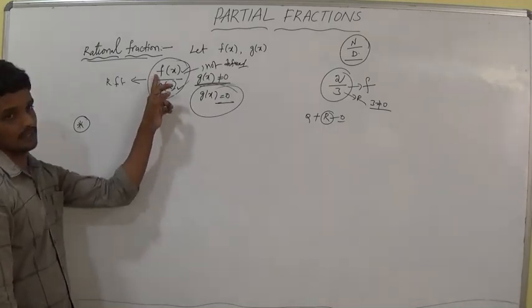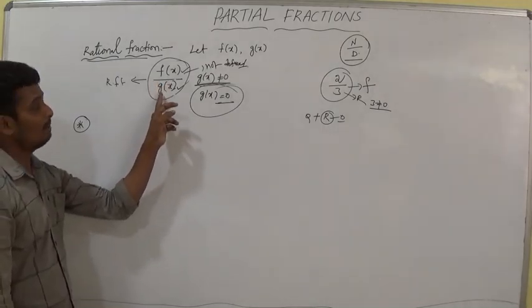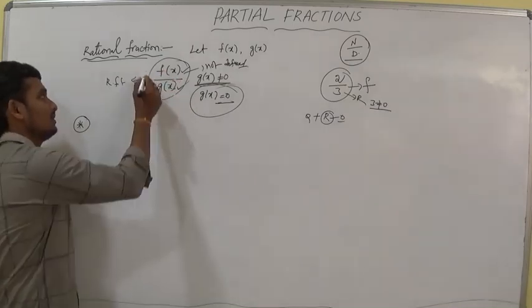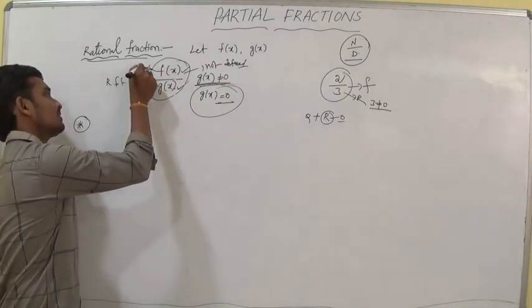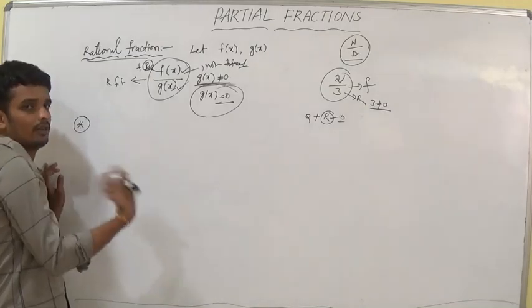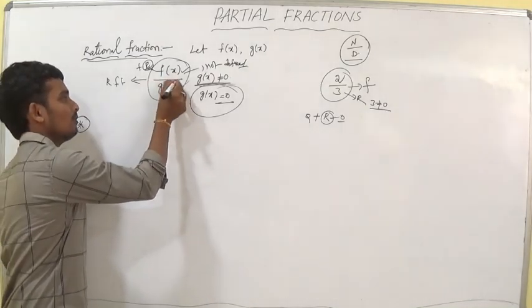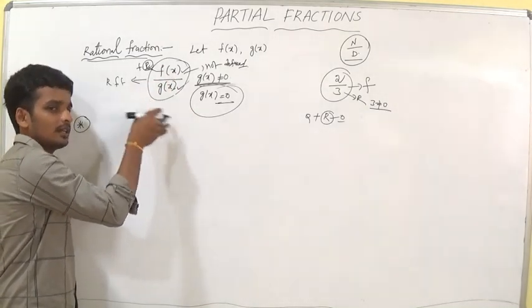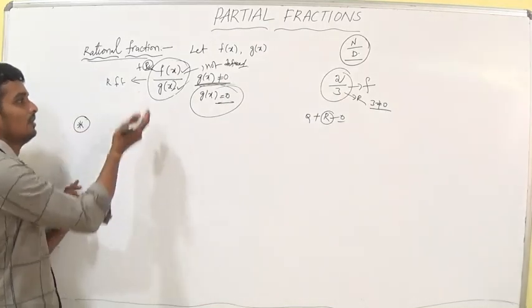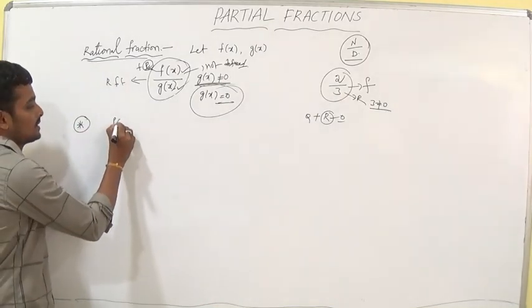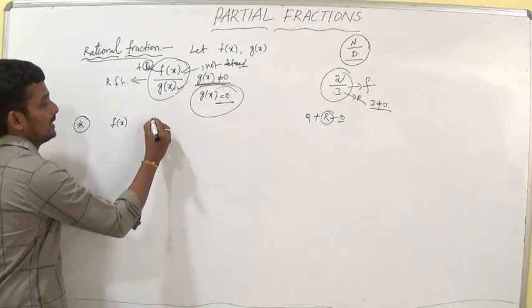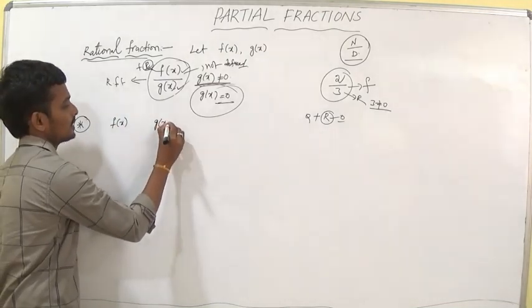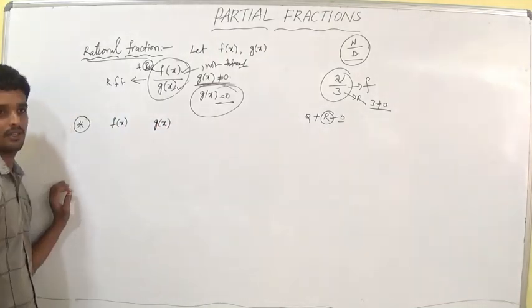F of x is a function and g of x is a function. We are calling these functions or polynomials, as is our convenience. Every polynomial has a degree. Based on degree, we have already discussed their types. So f of x has some degree, and in the same way g of x also has some degree.